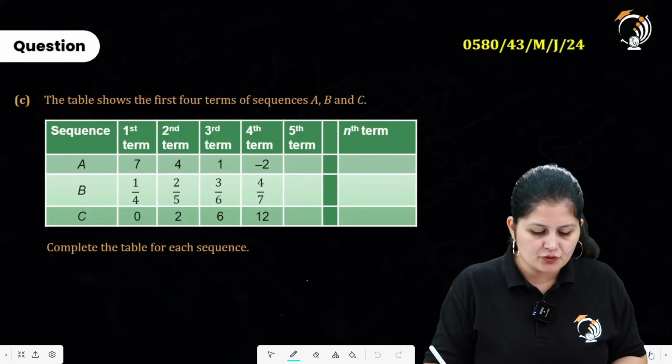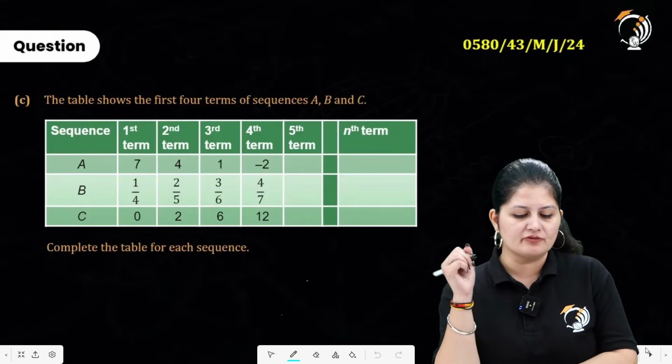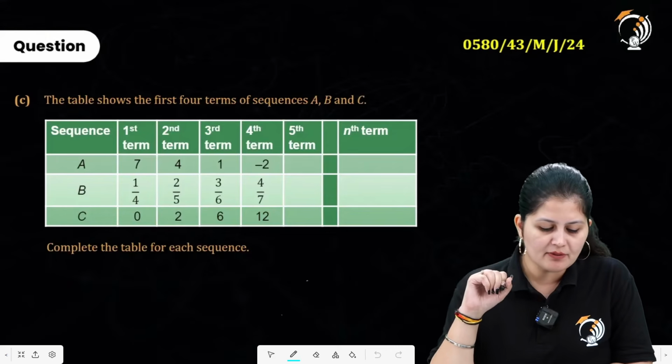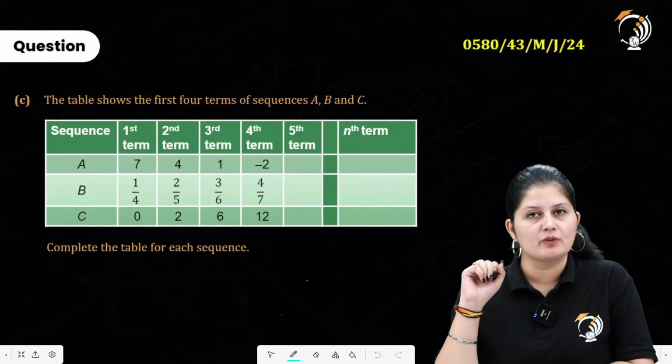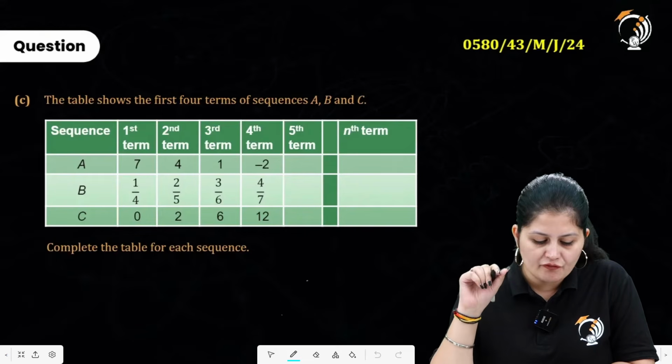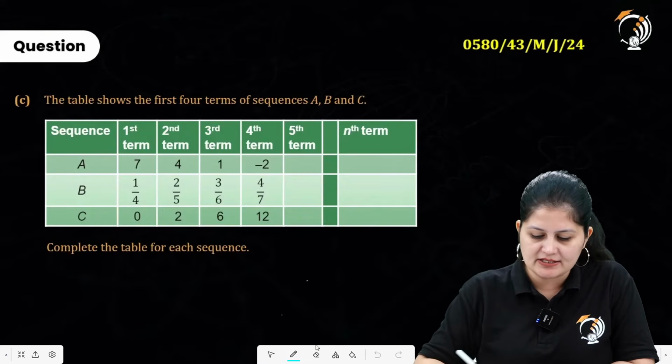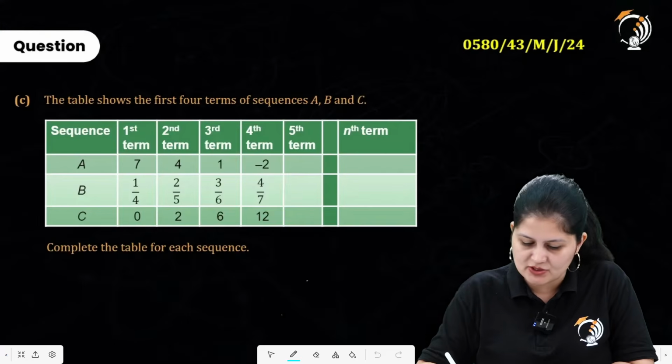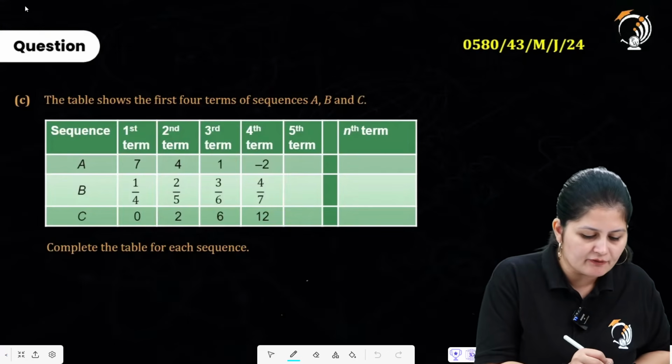Now, moving to the next question. Next up, part of the same question, which says the table shows the first 4 terms of the sequences A, B and C. Complete the table for each sequence. So firstly, for sequence A, we will be having less space in solving the question, so I'm just starting from the top.